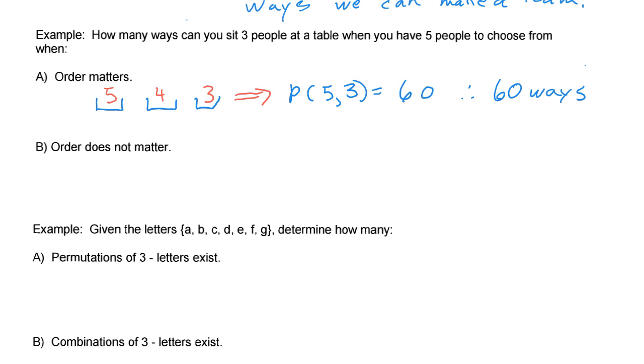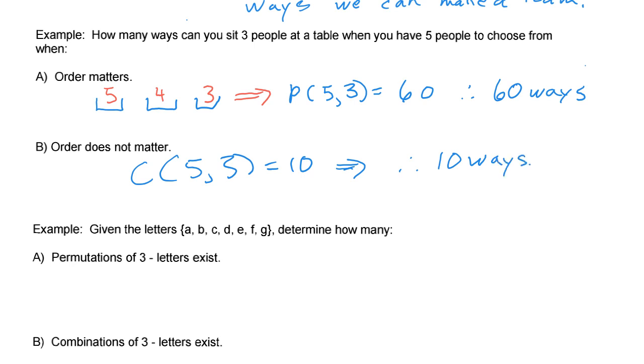Now, suppose that order doesn't matter, right? You don't care who sits where. We don't care where they sit. We just pick 3 people. So in that case, we've got C of 5 and 3, which is equal to 10, which really means that there are 10 ways.